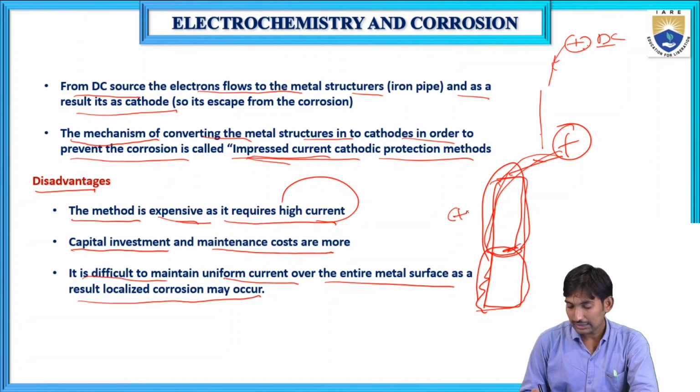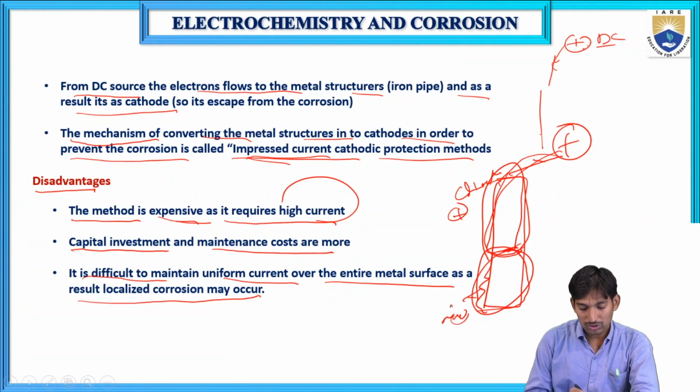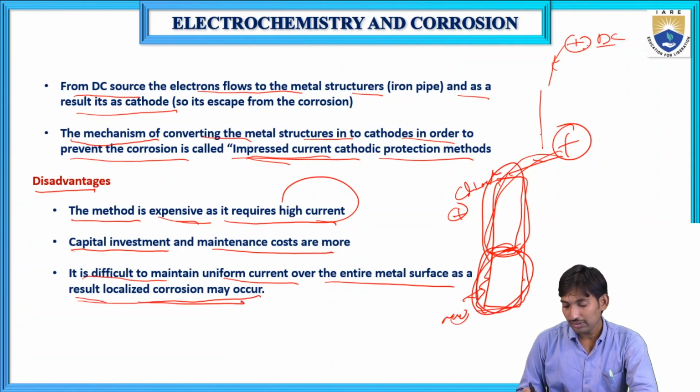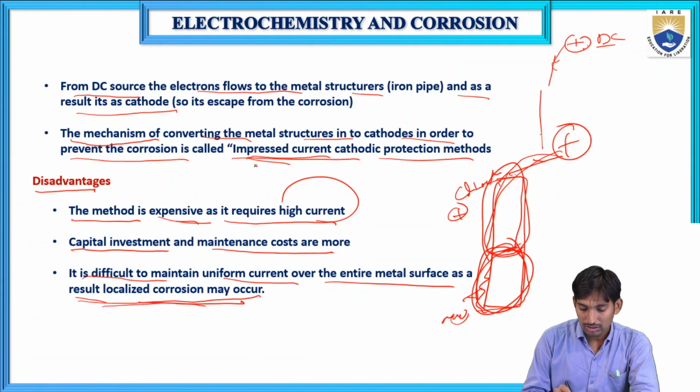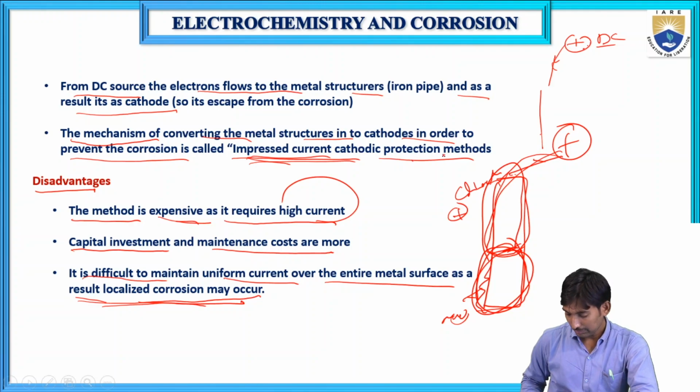So up to this point the metal acts as cathode. The remaining part will not act as cathode. It may act as anode. As a result, localized corrosion may occur, meaning this part will undergo corrosion. So localized corrosion may occur in the case of the impressed current cathodic protection method.